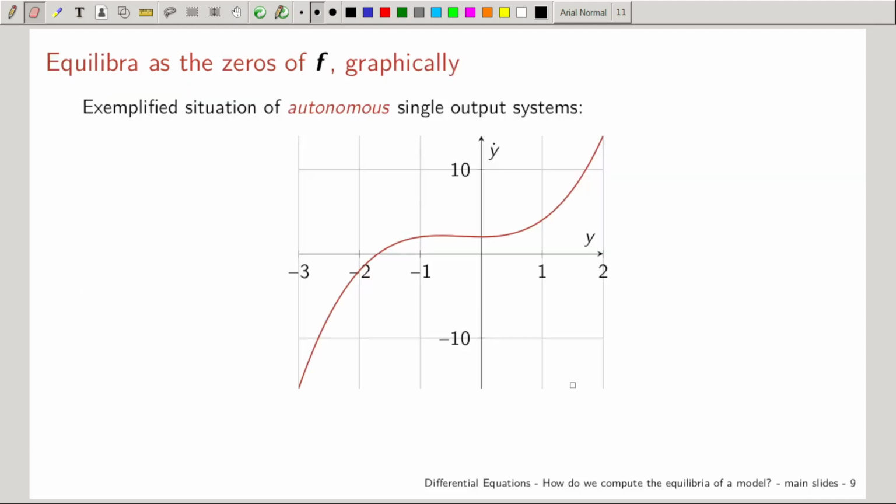Where are the equilibria here? Do you see equilibria here? Do you see points where you have y dot equal to 0? One. There's one that is around minus 1.8 something. This one. True? This one. It's an equilibrium.